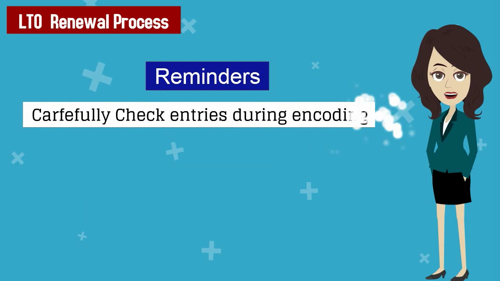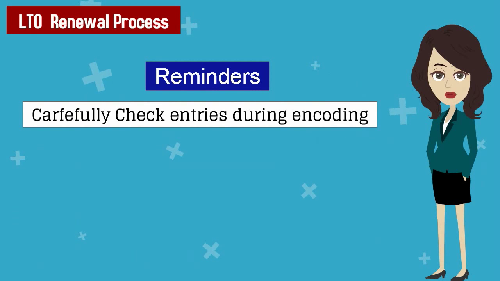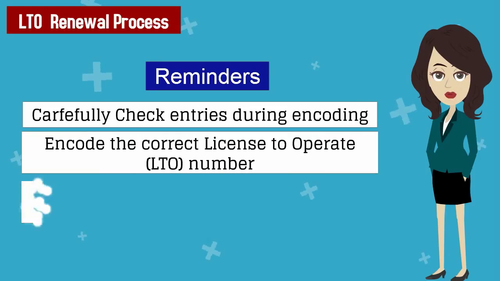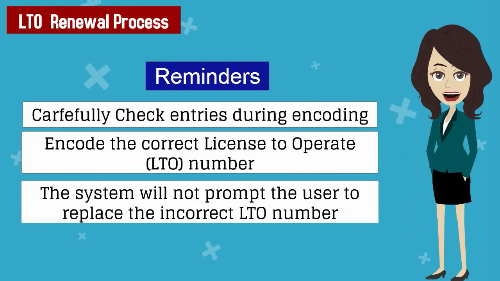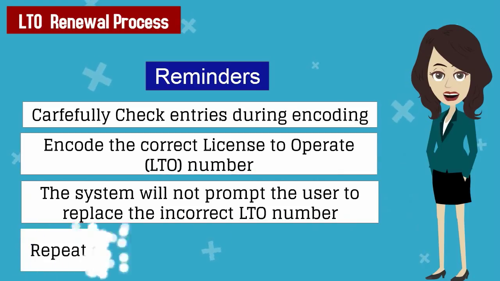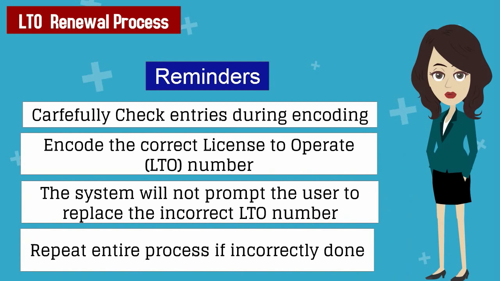Reminders: 1. Carefully check entries during encoding. 2. Encode the correct LTO number. 3. The system will not prompt the user to replace an incorrect LTO number. 4. Repeat the entire process if incorrectly done. The consequences of wrong encoding will further delay the renewal process.